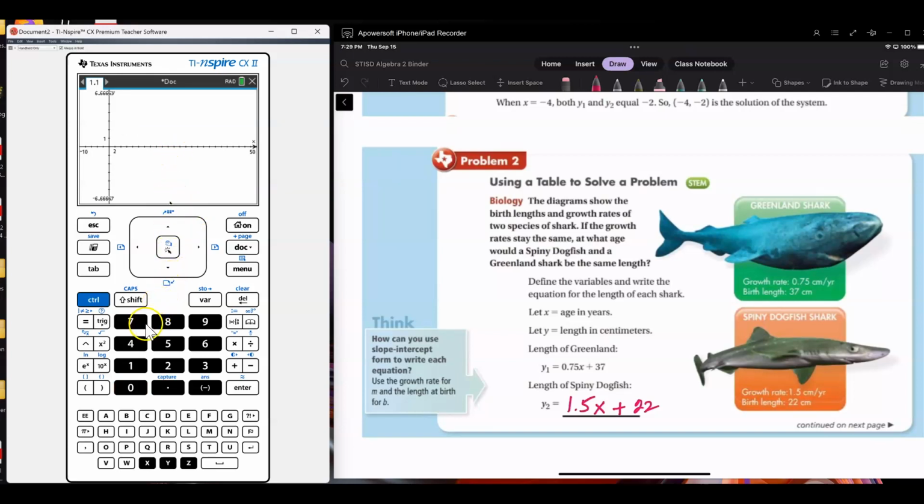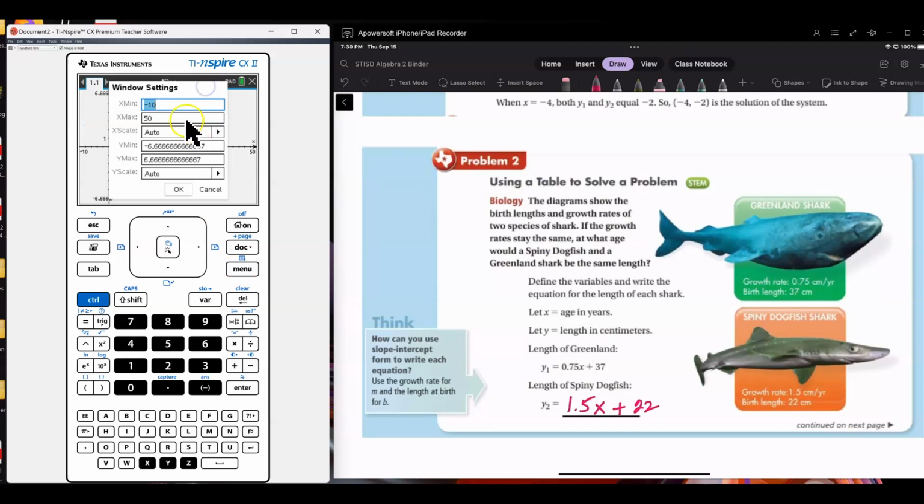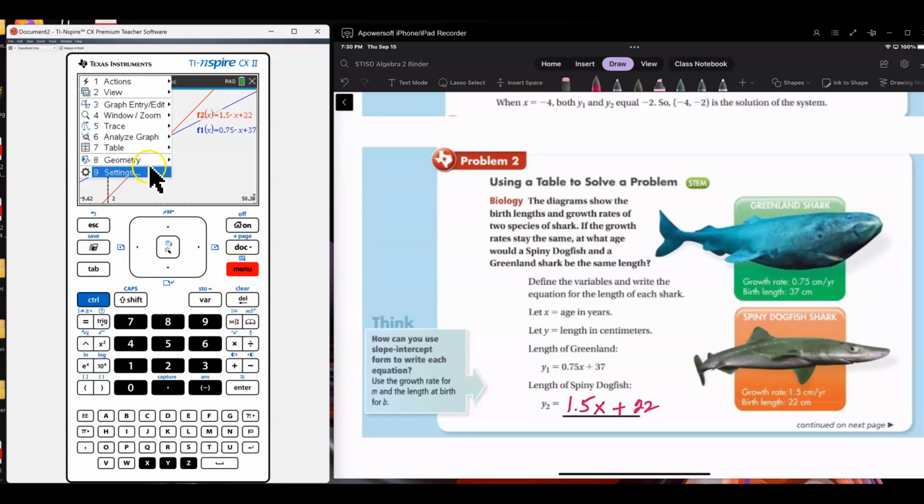So what I'm going to do is affect the X value for years. Oh, I was affecting the X already. So let me go to Menu, Window, Settings. That was the X I should have affected. I'm going to put in 50 here. So you notice, and by the way, I just made up the numbers. We have the two equations. So what I'm going to do now is look for the intersection.